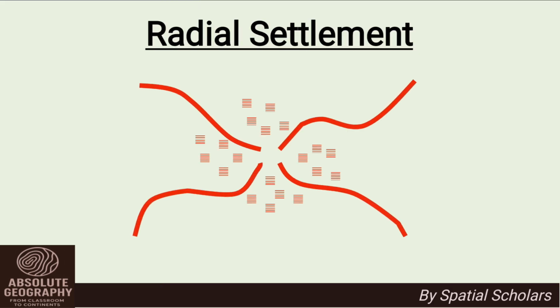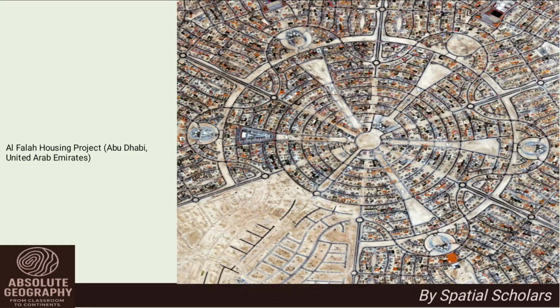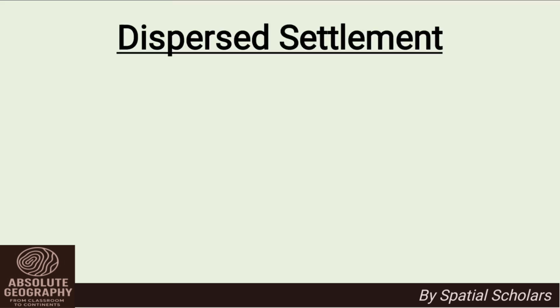In a radial settlement, houses are arranged around a central point and roads spread outward in different directions. This creates a star-like pattern. It usually develops at important junctions, central markets, a factory, or a lake.